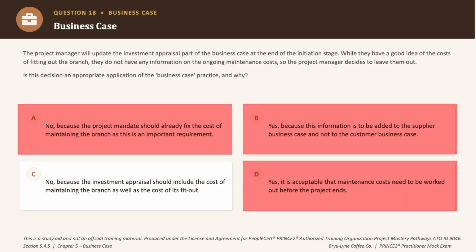Now option C is quite nice because it says no, the investment appraisal should include maintenance costs alongside fit out cost. And this is exactly what we were talking about. Both ongoing and upfront costs matter when judging the investment decision for a project. So the correct answer to this question is option C.